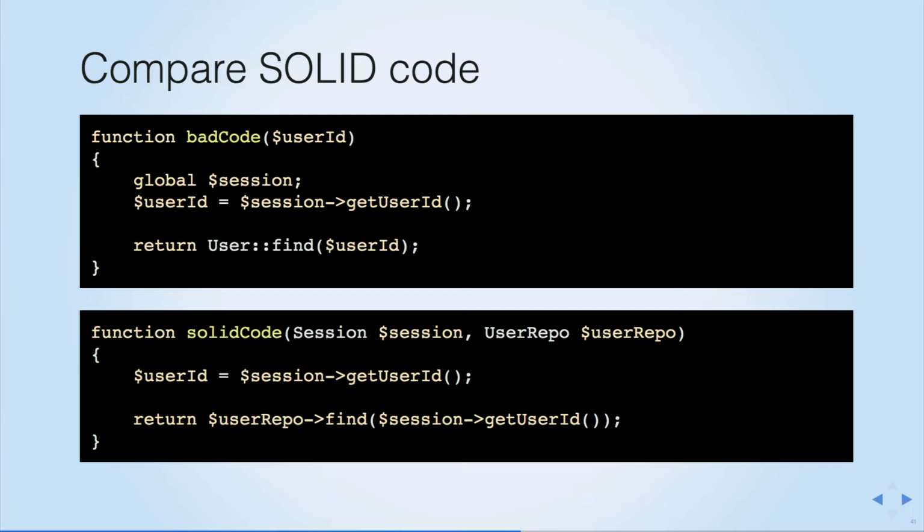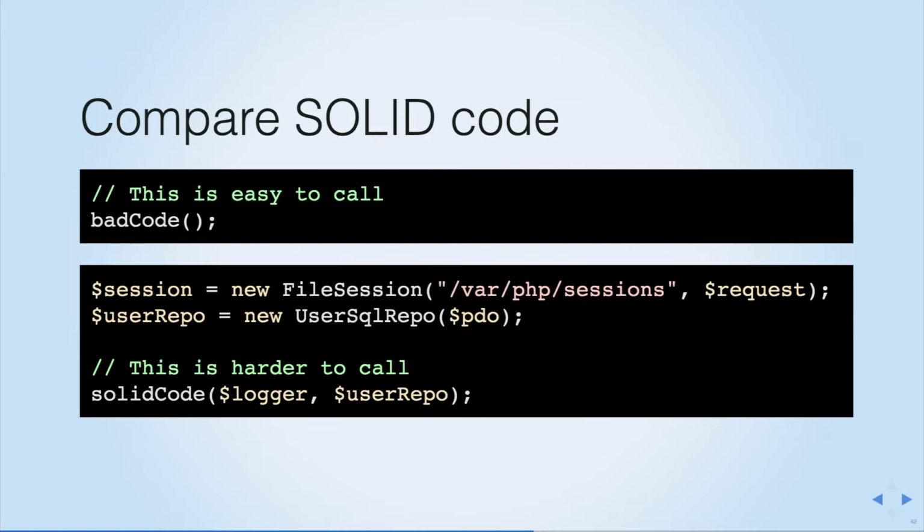When you look at these two pieces of code, they look pretty much the same when you're actually writing them like this. But then when you go to use them, the bad code is significantly easier to call. The solid code is actually quite a bit more difficult to use.